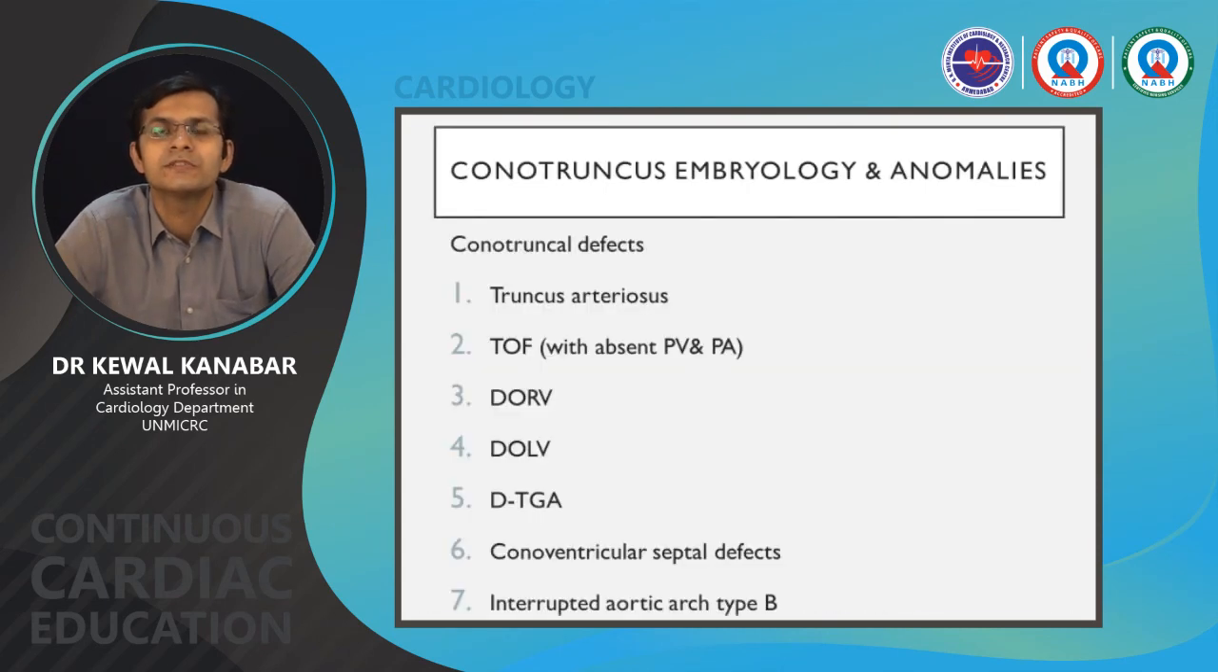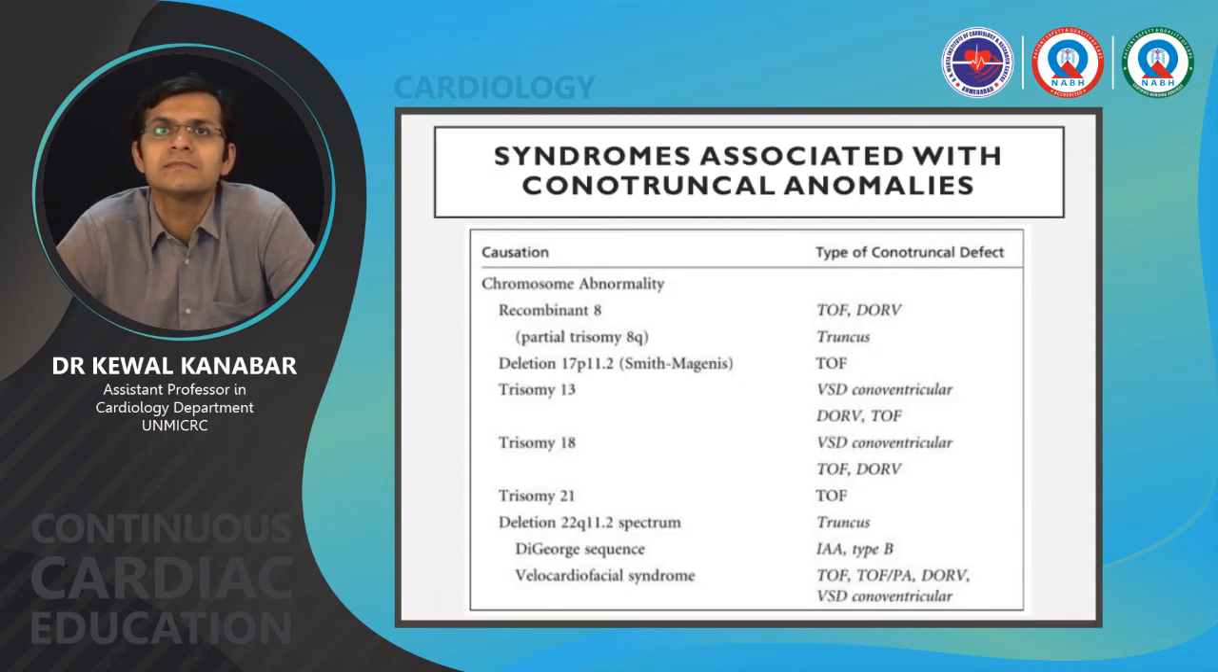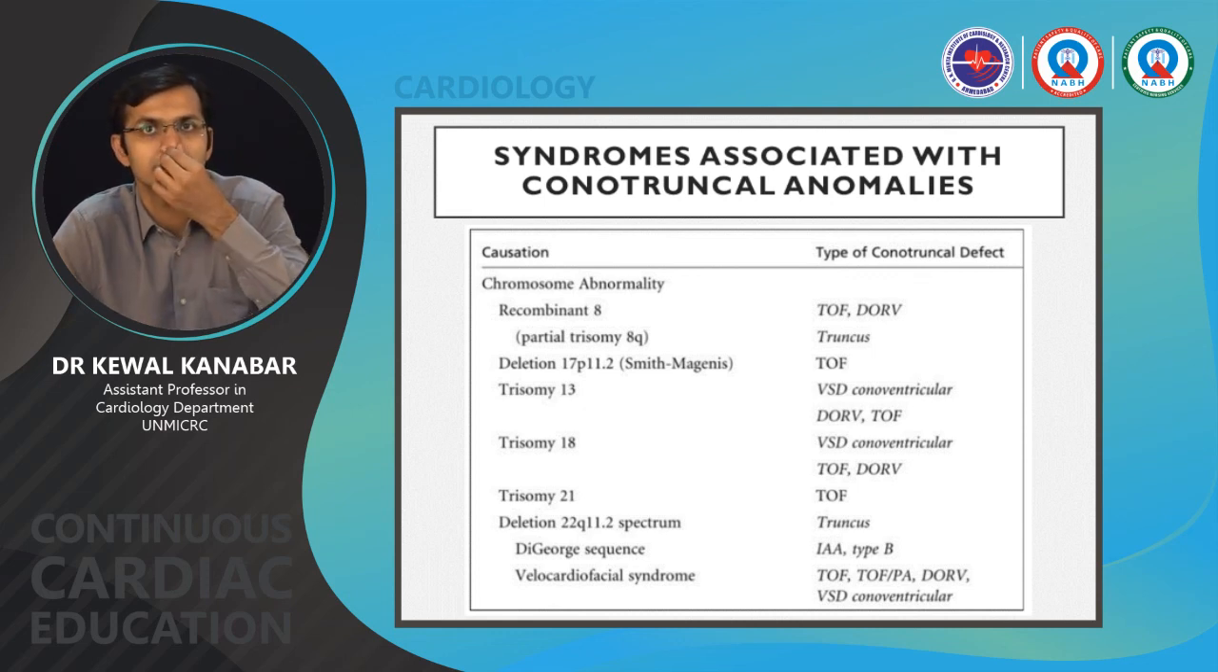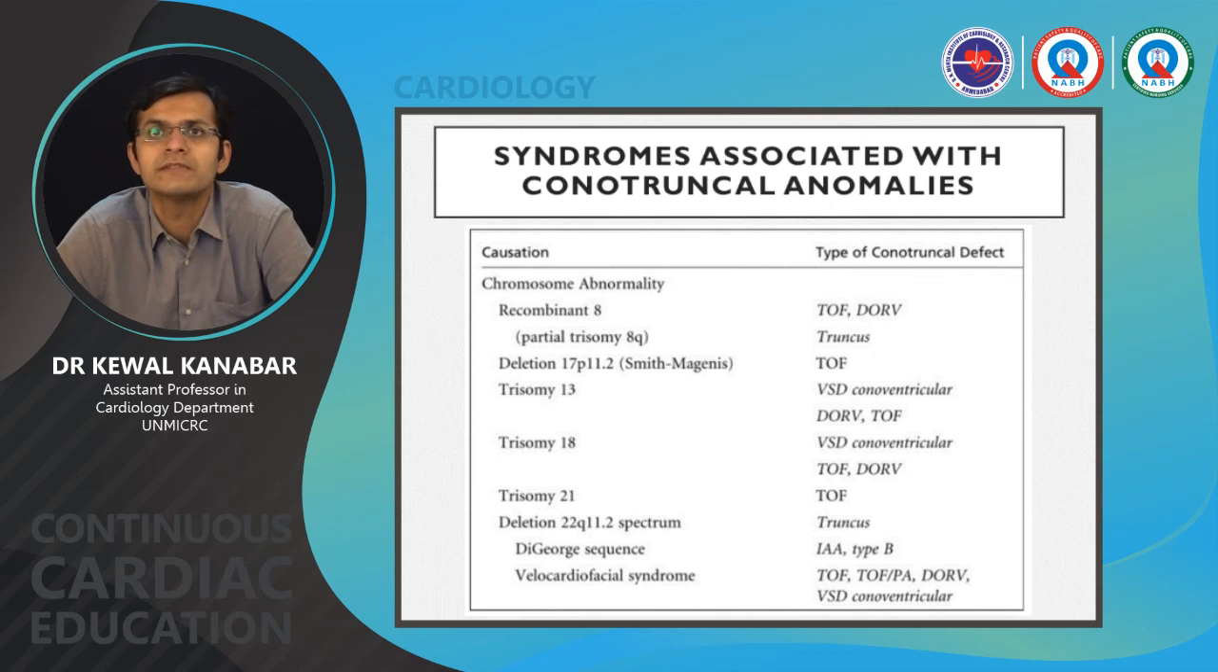Now, the abnormalities of the conotruncal septum are several, and the ones very important for us are truncus arteriosus, tetralogy of Fallot, DORV and TGA, right? We'll discuss these in detail. There are some syndromes associated with these conotruncal anomalies. The most important of these are trisomy 13 and trisomy 18, which are both associated with TOF, DORV and conoventricular VSDs. Trisomy 21 or Down syndrome is associated with tetralogy. Deletion 22q11 is associated with truncus arteriosus, and the DiGeorge sequence is associated with interrupted aortic arch.